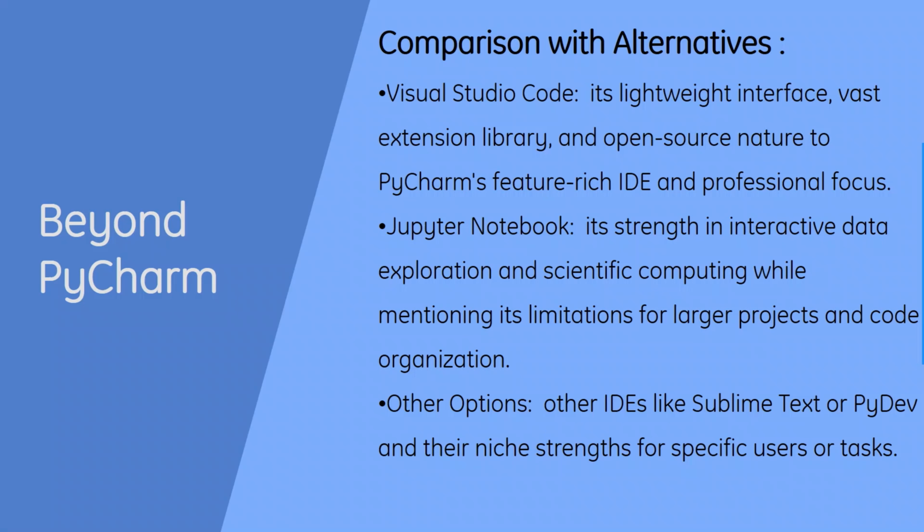Next, this is for beyond PyCharm: comparison with alternatives. So firstly, we have Visual Studio Code, its lightweight interface, vast extension library, and open source nature compared to PyCharm's feature-rich, professional-focused IDE. So in the case of Jupyter Notebook, its strength is interactive data exploration and scientific computing, while mentioning its limitations for larger projects and code organization. And other options like other IDEs such as Sublime Text or PyDev and their niche strengths for specific users or tasks.